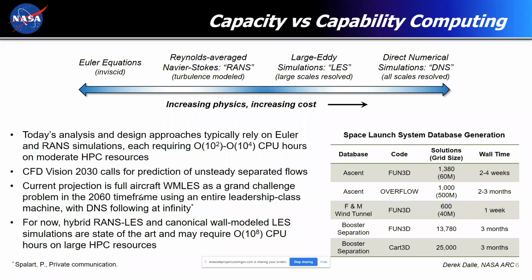But for now, I would say hybrid RANS LES and some canonical wall-modeled LES is being done, particularly at lower Reynolds numbers. But these simulations are out there on the bleeding edge, in terms of hundreds of millions of CPU hours on a large HPC resource. And then here on the right, I've got a table that I got from a colleague at Ames. This is a fantastic example of capacity computing.